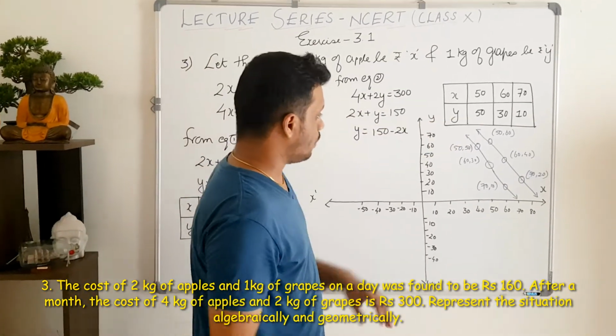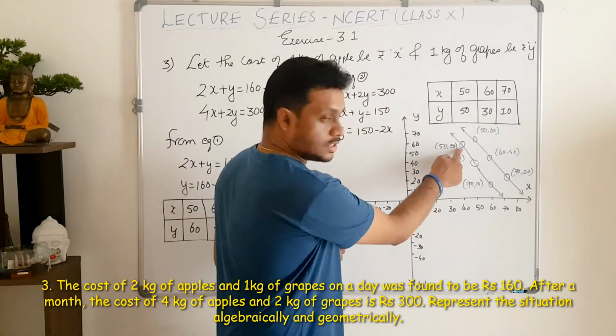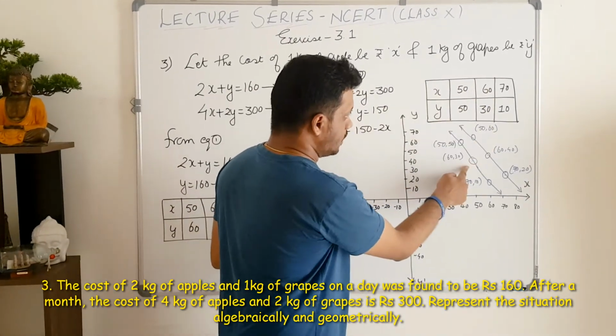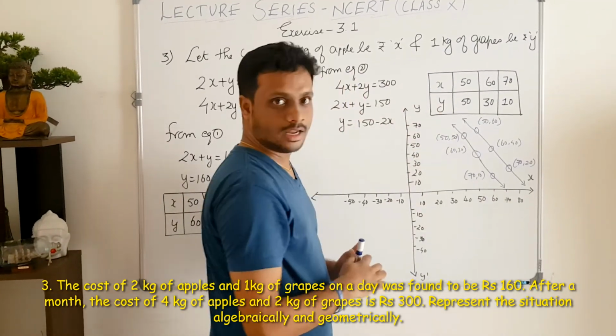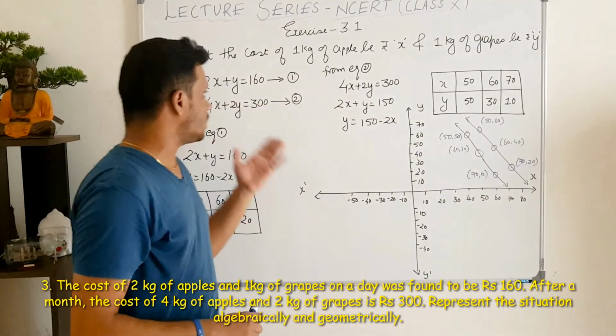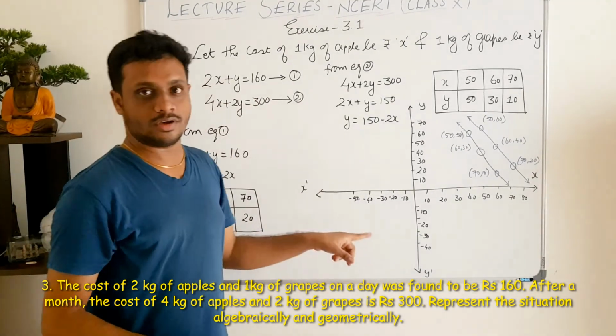Now let's go to the second one. We have 50, 50, which is here. Then 60, 30, which is here. And 70, 10, which is here. So when I connect this, I get the graph of the second equation. So this is how you represent the given situation algebraically and graphically.